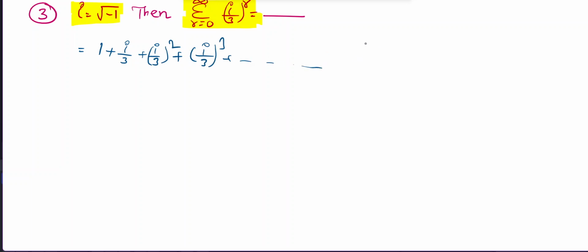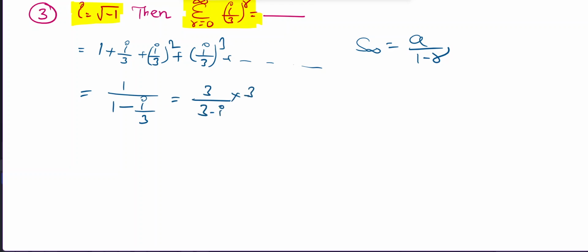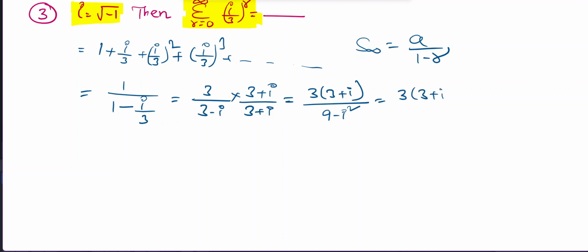So this is an infinite GP, where S∞ is equal to a by 1 − r. Here a is the first term, so that is 1 by 1 − i/3. Taking LCM, this is 3 by 3 − i. Take rationalization: multiply by (3 + i) by (3 + i). In the form of (a − b)(a + b), a² − b², that is 9 − i². Here i² is −1, so it is 9 minus of minus 1, which is 10. So the answer is 3/10 into (3 + i). This is the required answer.